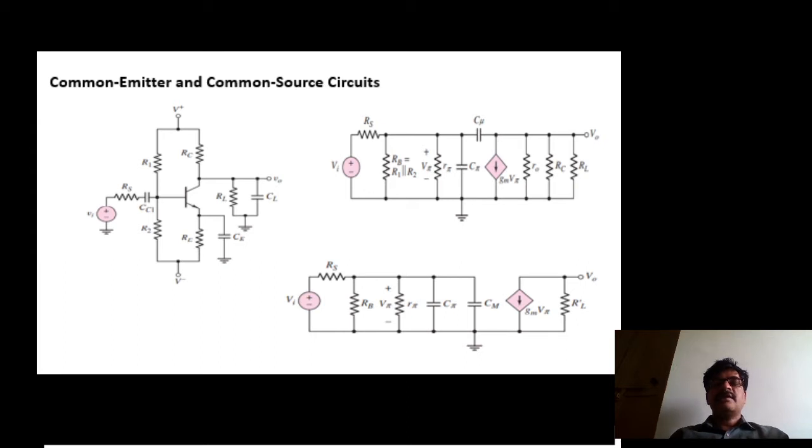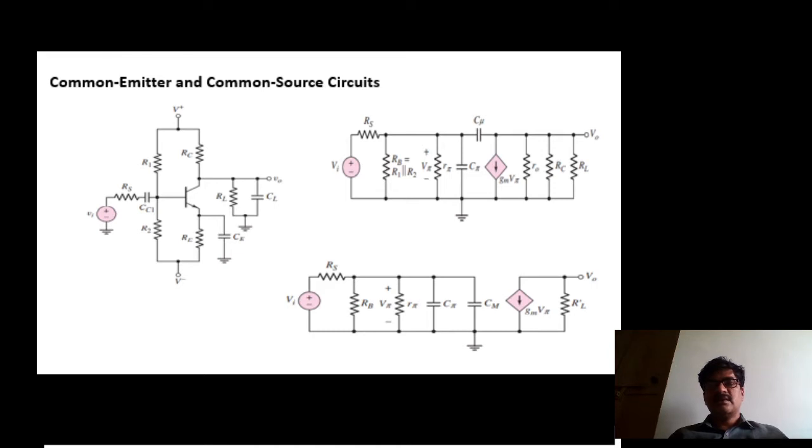Let us see the high frequency analysis of common emitter amplifier or common source amplifier circuits. In this case, I am taking this common emitter amplifier as an example in order to see the high frequency analysis. It includes, along with the transistor and biasing circuit, a coupling capacitor, emitter bypass capacitor, and a CL load capacitor.